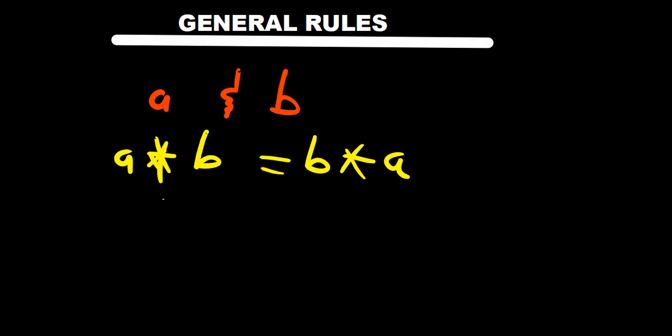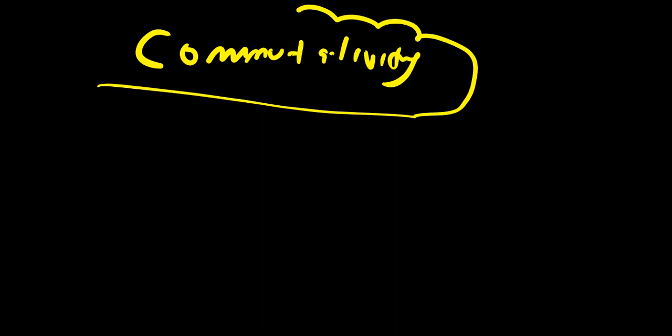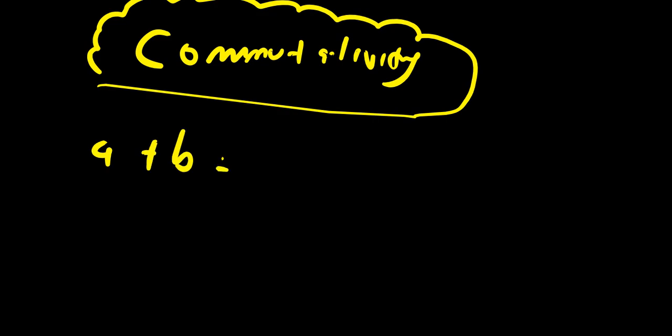Now let's talk about some of these rules that you need to understand. There's a rule of commutative, or let me say the commutativity law. Now in this law, what are we talking about? If you've got A plus B, is it the same as B plus A? That's what we're talking about.